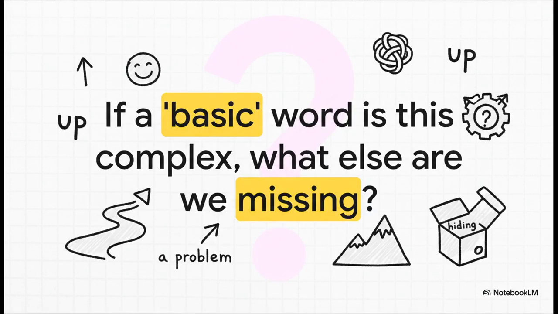So this all brings us back to our first question. If a basic two-letter word can mean direction, a mood, a problem, and an action, all at the same time, well, it really makes you wonder, what other secrets are hiding in plain sight in the words we all take for granted every day?